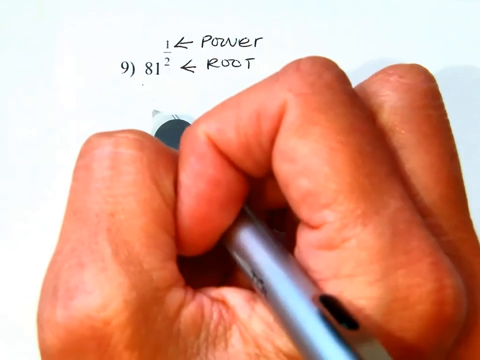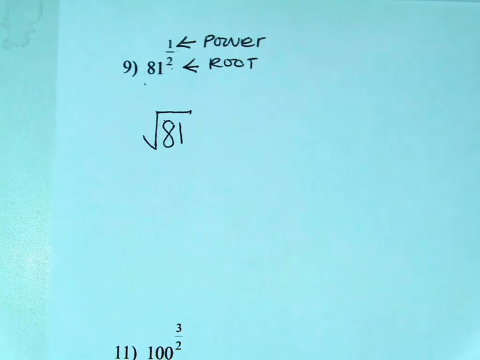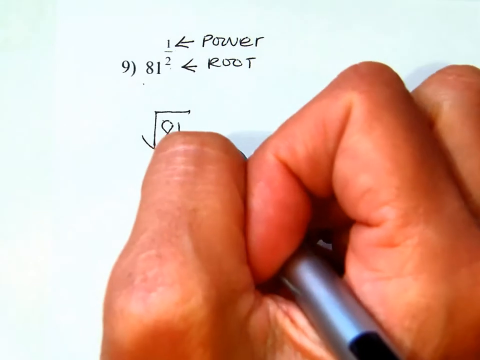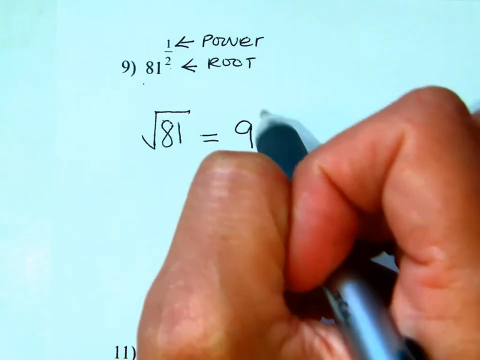If something is raised to the first power, you don't need to write the power of 1 because anything raised to the first power is going to remain the same. The square root of 81 is a perfect square. So I can go ahead and just write down that answer and I am done.